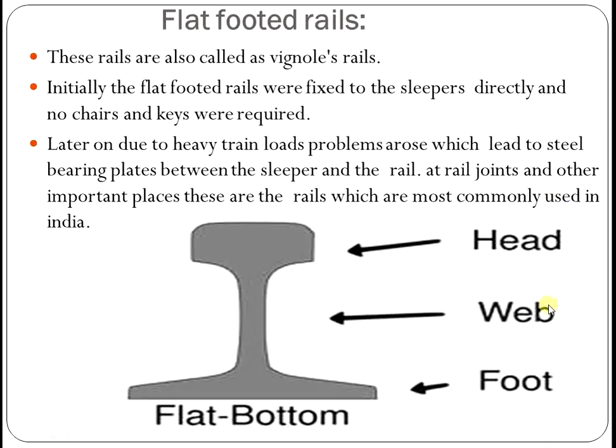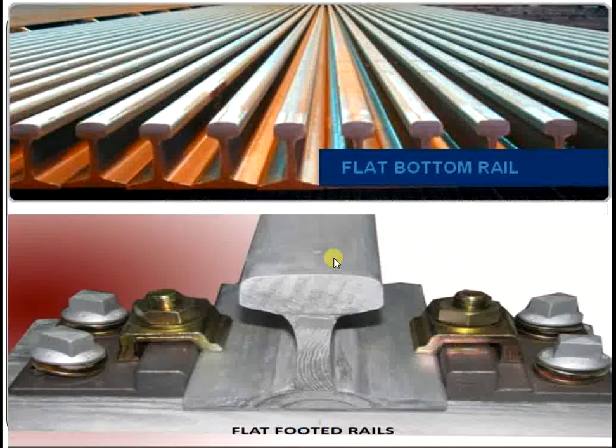Here we see the head section, web section and foot section. And this is the actual photo of the flat footed rail. We see that the head section is smaller than the bottom section. And we have to see the steel bearing plate, which is laid between the rail and sleeper because of the heaviest load we have to take.